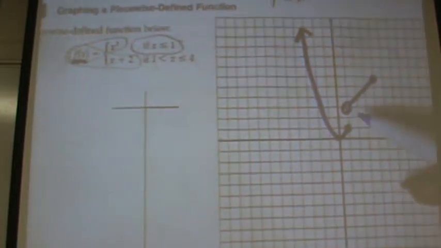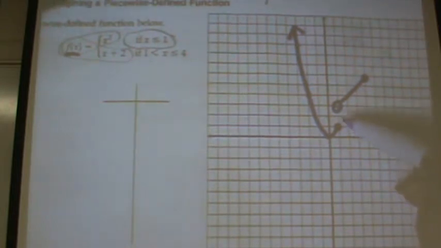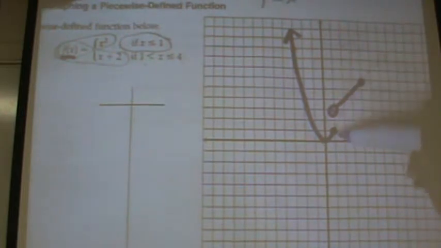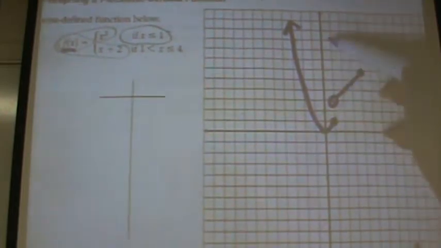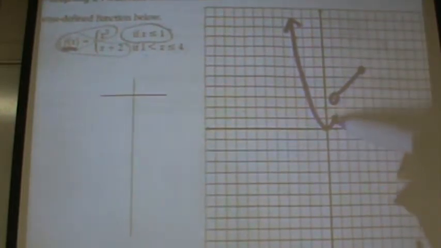Now, check out this. This is the one thing I want to make sure you understand. Everybody see where the hole is here and then the closed circle? That passes the vertical line test. If you were to draw a vertical line through here, it's only hitting in one spot.